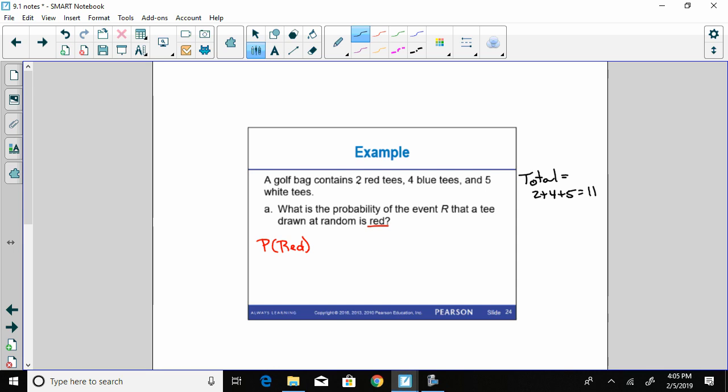And how many of them are red? Red, I've got 2. 2 red. So the probability of getting a red is 2 out of 11. Can I reduce it? No, I'm good.